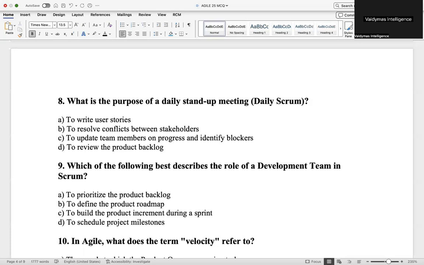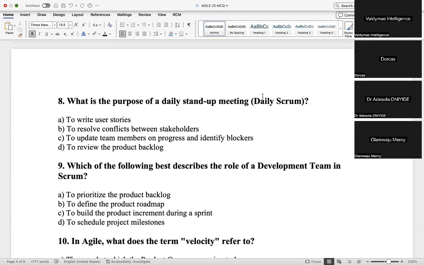Correct. So the purpose is to update team members on progress. We said there are 3 questions: what did you plan to do, what did you achieve, and what are the blockers, your impediments? So that's updating us on your progress, and then you identify all your blockers, basically. Okay, number 9.